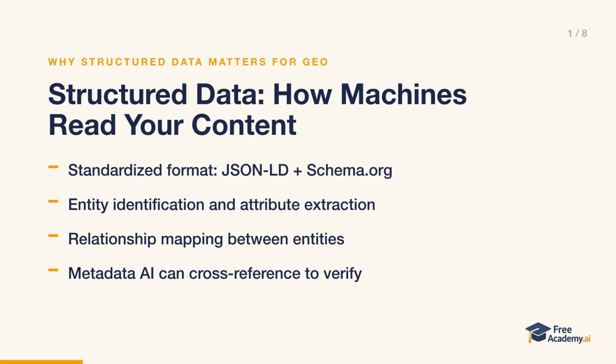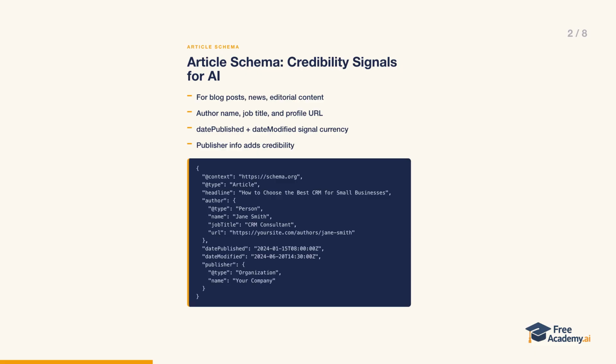Let's start with article schema, which you use for blog posts, news articles, and editorial content. Look at this example for a CRM guide. The headline and description tell AI exactly what the page covers. The author block does more than give a name. It includes Jane Smith's job title, CRM consultant, and a URL to her author page, so AI can see who wrote this and why they are qualified.